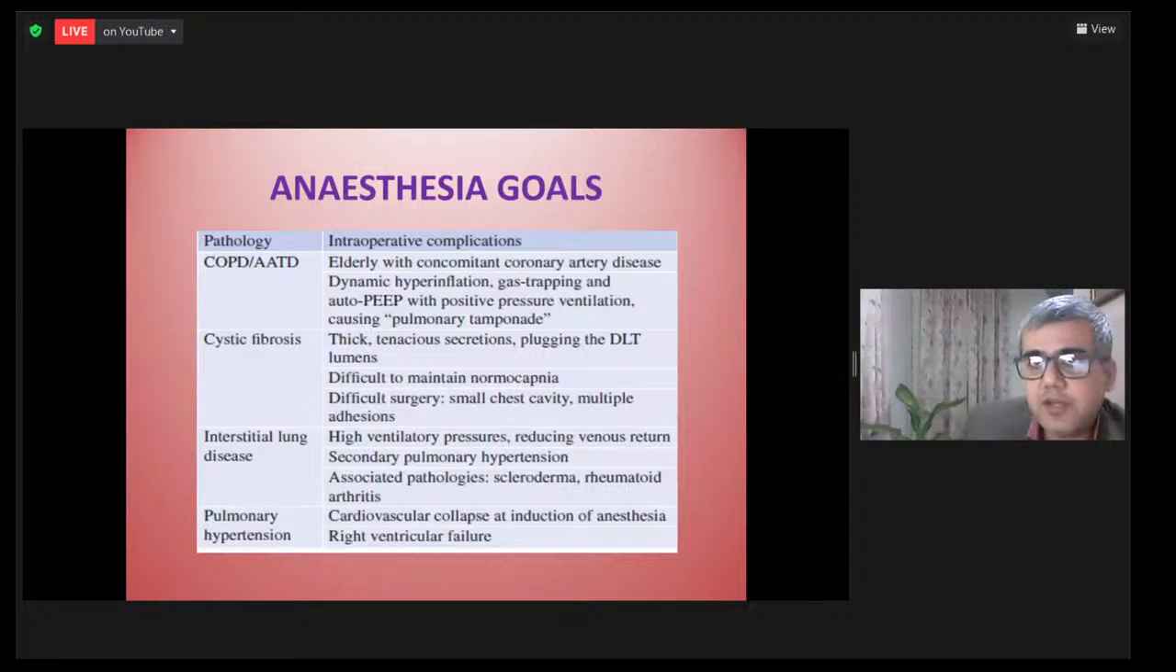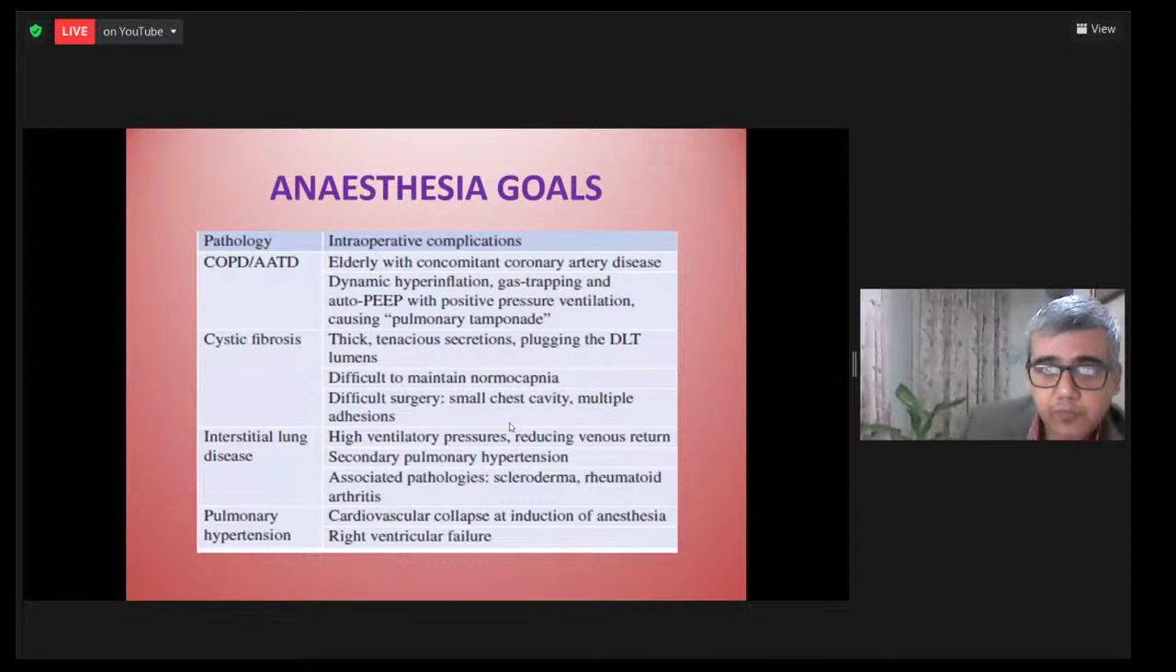Patients with interstitial lung disease may require high ventilatory pressures, so in these patients pressure controlled ventilation is needed. And as I told, patients with severe pulmonary hypertension may develop severe cardiovascular collapse at the time of induction of anesthesia itself, so your ECLS equipment should be at hand all the time.